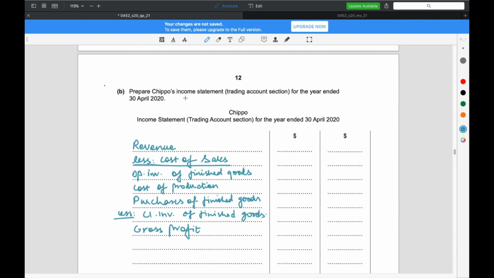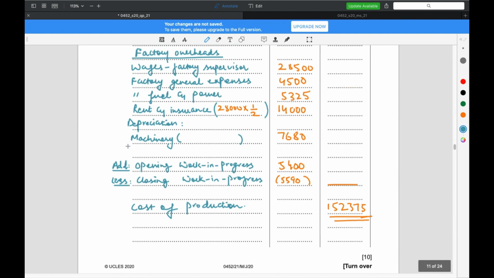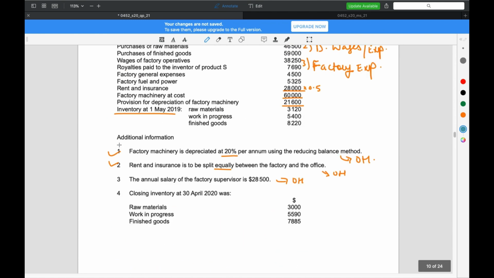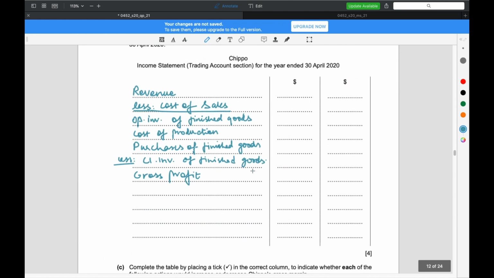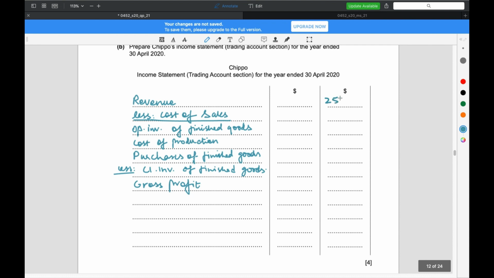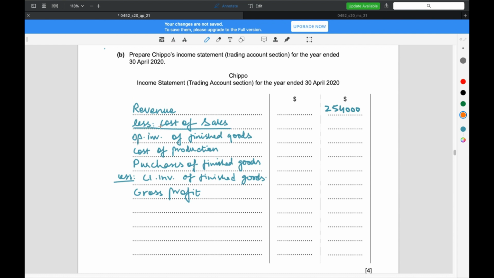In part B, he says prepare Chippo's income statement for the year ended 30th April 2020. Right, so the income statement is going to be fairly simple as well. So you have the revenue, which is $254,000. So just write that down. Right, and then deduct the cost of sales. In the cost of sales, after the manufacturing account, obviously you have to deal with the opening and closing inventories of the finished goods, and then the purchases of the finished goods.